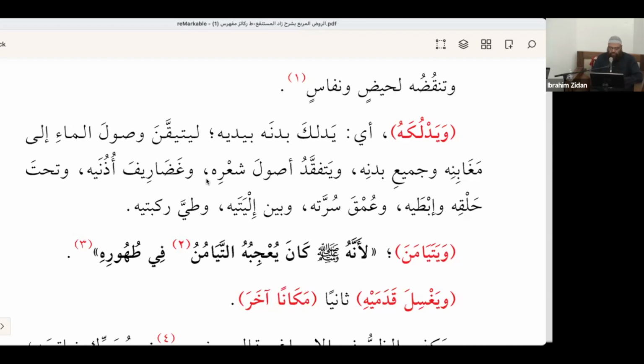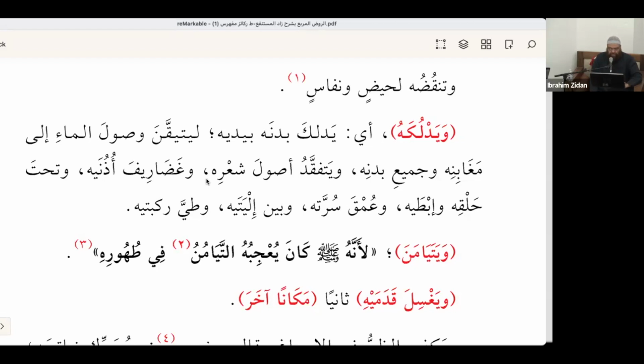Why? لِيَتَيَقَّنَ وُصُولَ الْمَاءِ, to make sure, to have certainty that the water reaches مَغَابِنِهِ, إلى مغابنه وجميع بدنه. المغابن is the hidden parts of the body. It comes from it also al-ghabn. Al-ghabn is when someone is cheated, and it's based on someone is given less. So it comes from the things that are hidden. So ليتيقن وصول الماء إلى مغابنه. So this is the maghaben under his arm, things like this. And he mentioned some of it. وجميع بدنه, and the rest of his body.